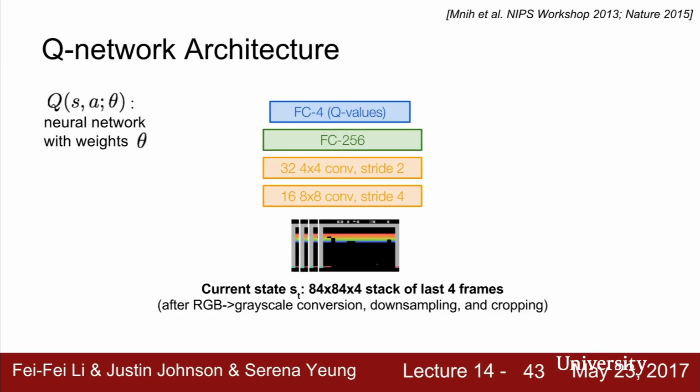The network we're going to use for our Q function looks something like this: we have our Q network with weights theta, and our input, our state S, is our current game screen. In practice, we take a stack of the last 4 frames, so we have some history. We take these raw pixel values and do some RGB to grayscale conversion, some downsampling, and some cropping, so some pre-processing. What we get out of this is an 84 by 84 by 4 stack of the last 4 frames.